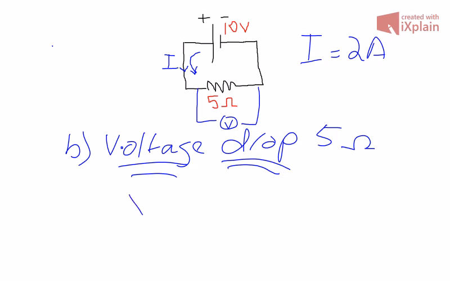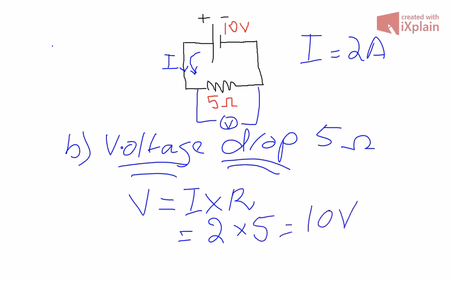The voltage drop is simply, again, Ohm's law, current times the resistance. Now the current is 2 amps, the resistance is 5 ohms, and therefore the voltage drop is simply 10 volts. Now remember, why is this 10 volts the same as the 10 volts above? The reason is simply because this is the only resistor. So all the voltage is being taken by the 5 ohm resistor.